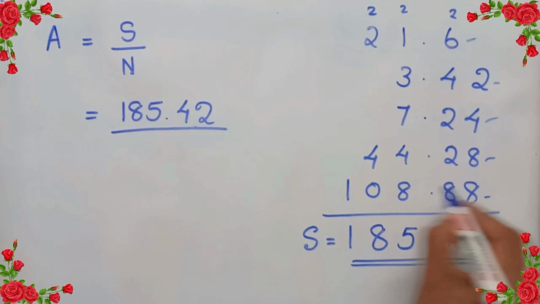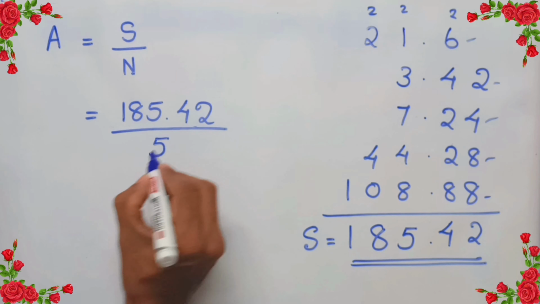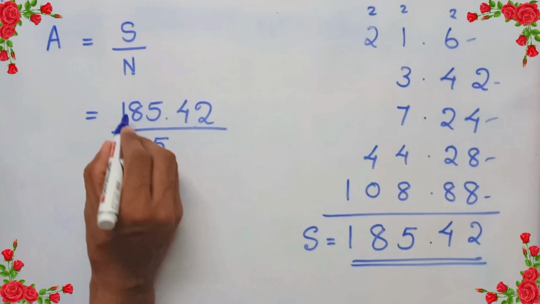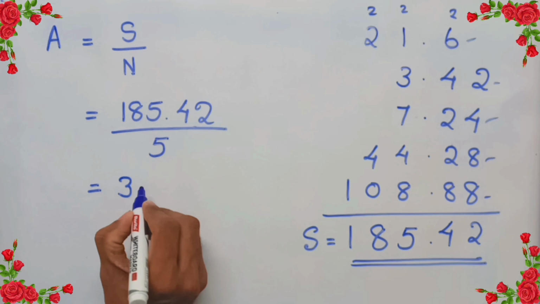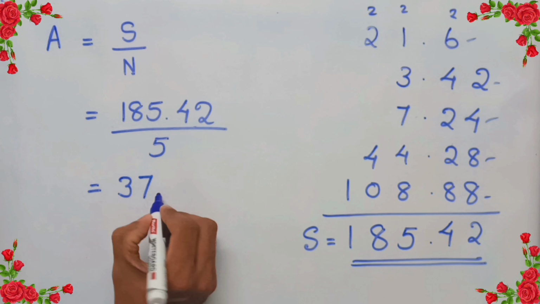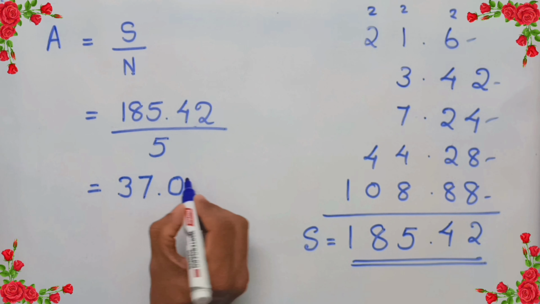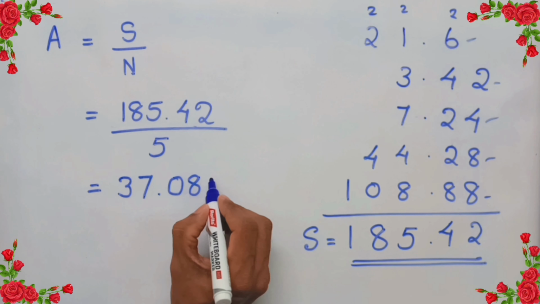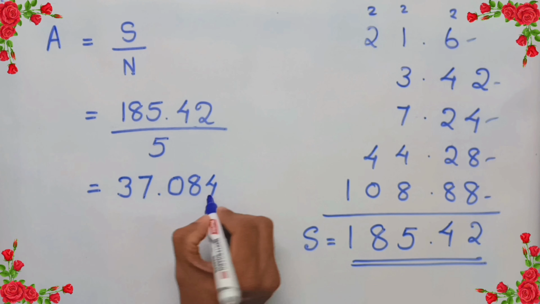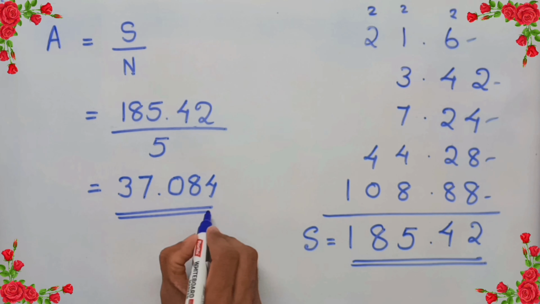18 by 5 is 3 and remainder 3. 35 by 5 is 7. Put a decimal point at the quotient. 4 is less than the divisor, so put a 0 at the quotient. 42 by 5 is 8 and remainder 2. And 4 times 5 is 20.